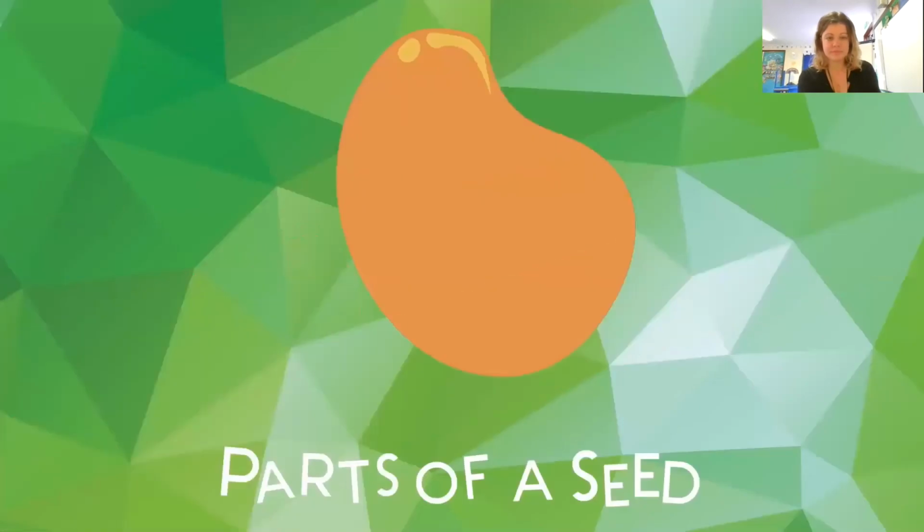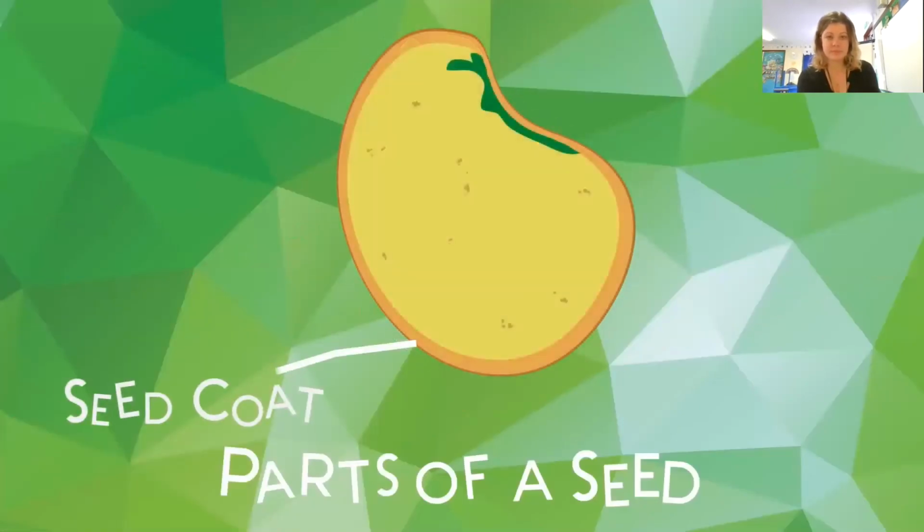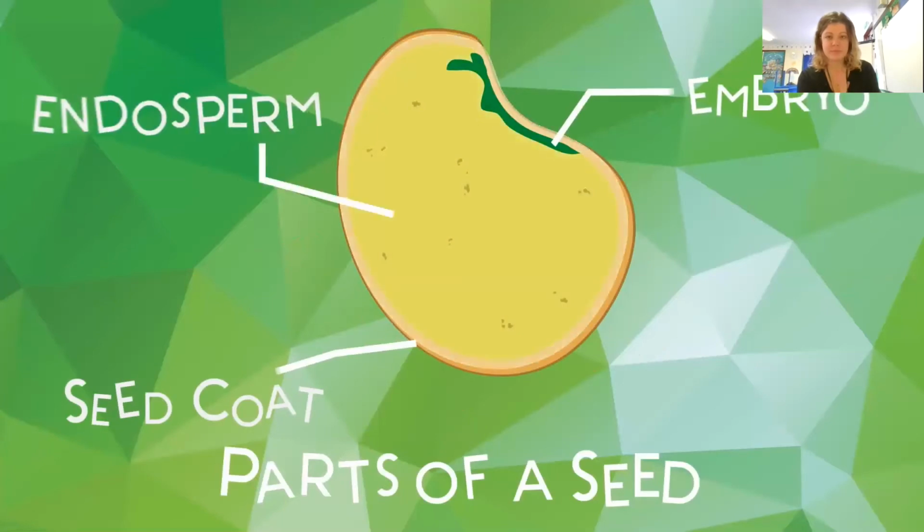Thanks for asking, Dimitri. First of all, seeds come in lots of different shapes and sizes, but they're all made of 3 parts. An outer shell called the seed coat, a tiny baby plant that's inside the seed called the embryo, and some plant food for the embryo called endosperm.